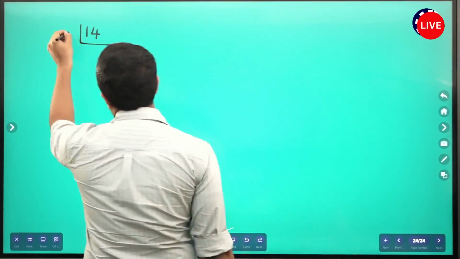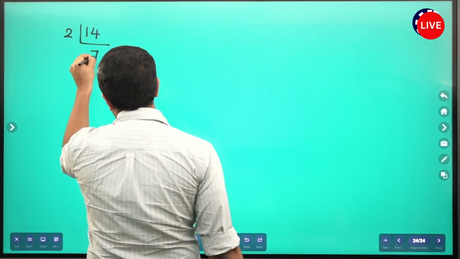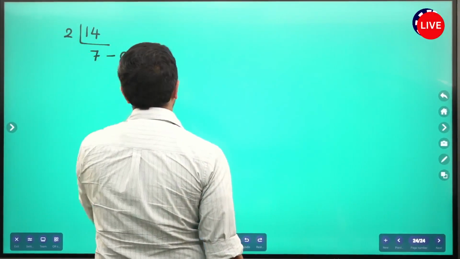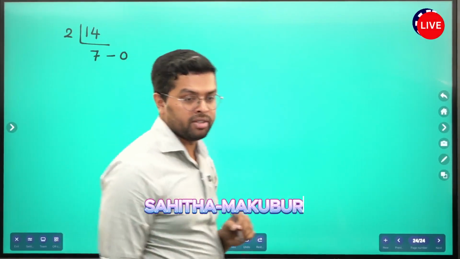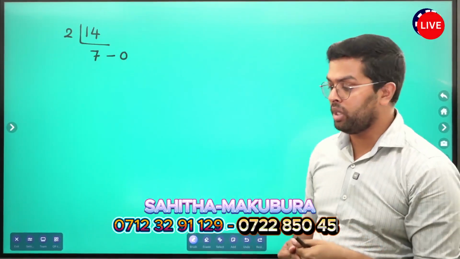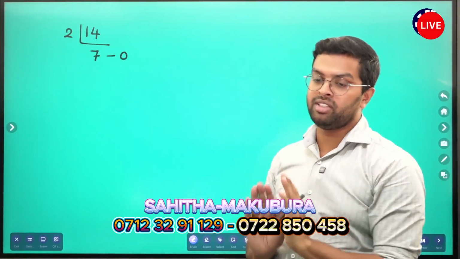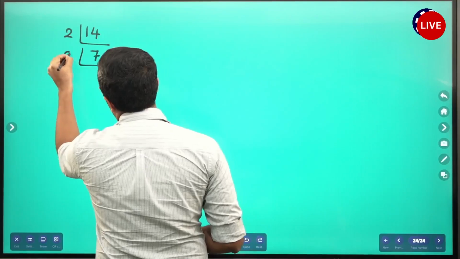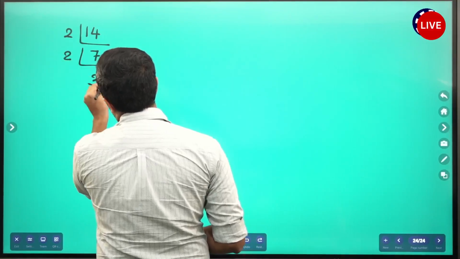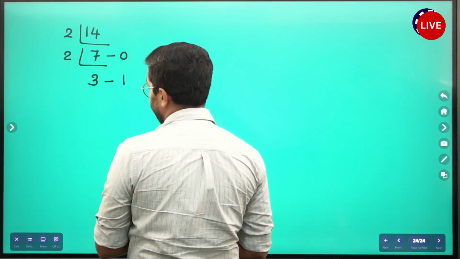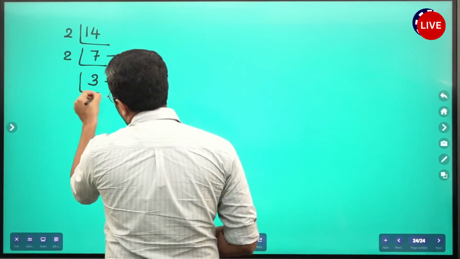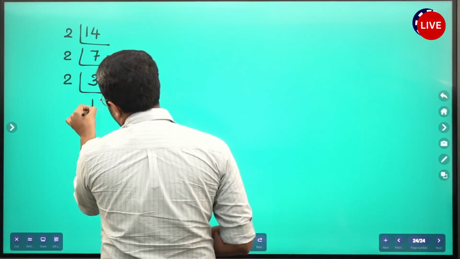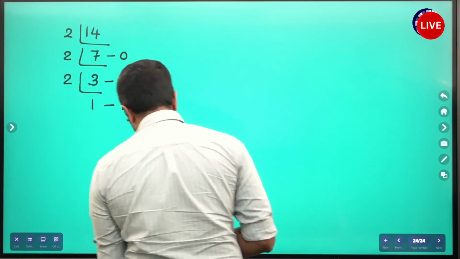14 divided by 2 is 7. Importantly, you have to write the remainders. So 14 divided by 2 is 7. Remainder is 0. Let's divide 7 by 2. Answer is 3. Remainder is 1. 3 divided by 2, answer is 1, remainder is 1.